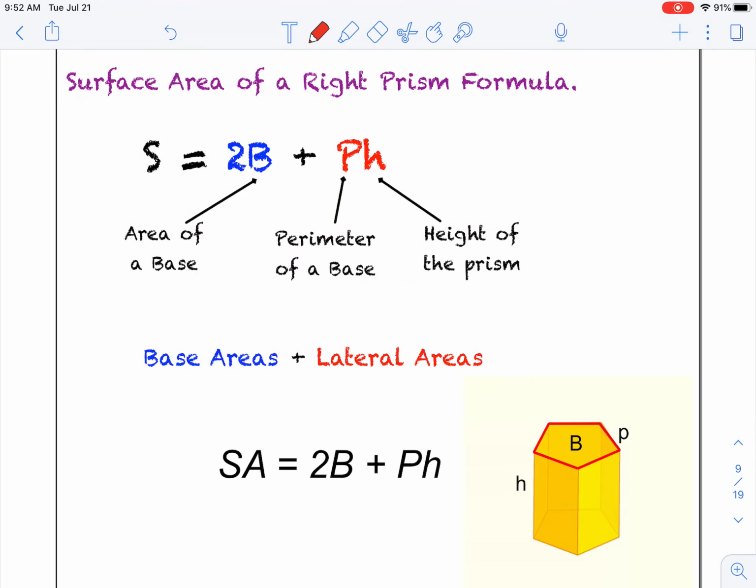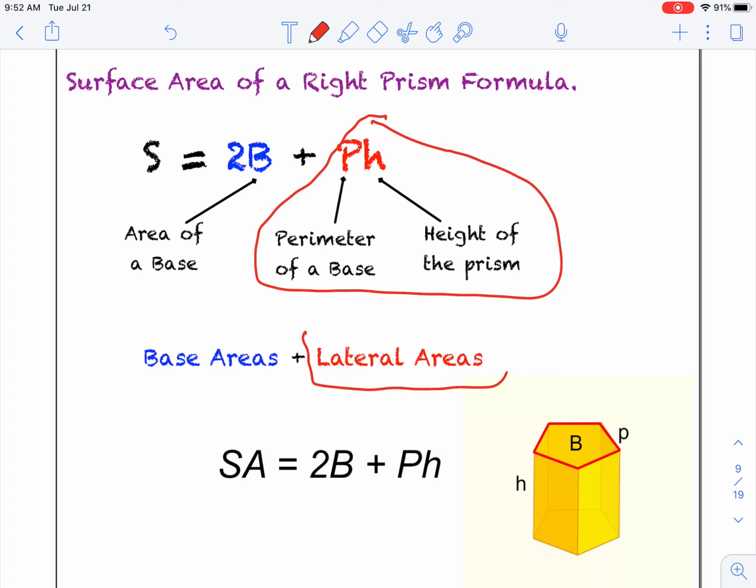The surface area of a right prism is capital B times 2. That capital B is important versus lowercase b, which is the base of a side. The capital B is the area of the base. And then we have plus the perimeter of the base times the height. This is what's calculating those lateral areas. So you have the area of the base times 2 plus the perimeter of the base times the height of the prism. It can be confusing, the height of the base versus the height of the prism, so you have to be careful and conscious of what numbers you're using and where they fit.